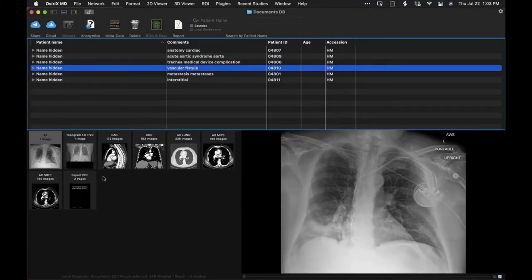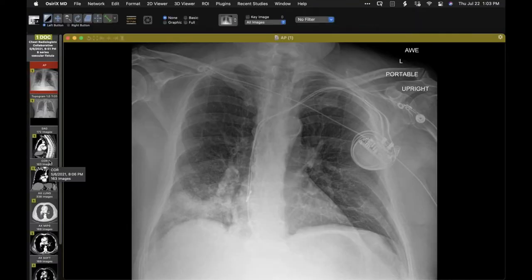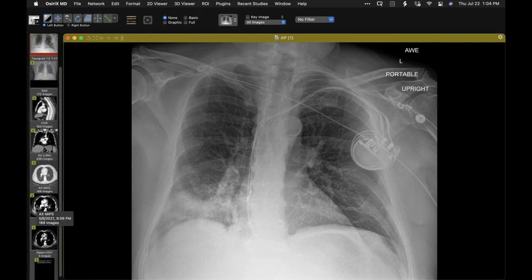This is a rather dramatic and unfortunate case of a person that presented with severe hemoptysis. This is bedside chest radiography obtained in the emergency room showing opacities in his right lower lung. A CT followed soon thereafter.